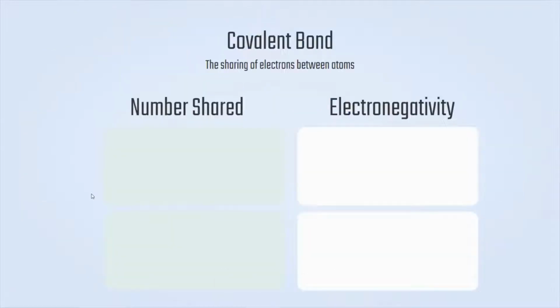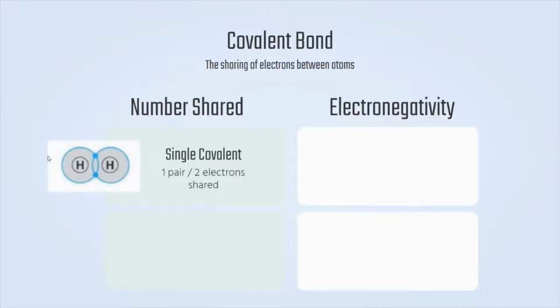So the first kind of bond is the covalent bond, which is basically the sharing of electrons between the actual atoms. And they can differ in the number of total electrons shared. So you can see that in a single covalent bond, for example, the H2, there's only one pair of electrons that are shared. So there are two total electrons that are shared. And these are the valence electrons.